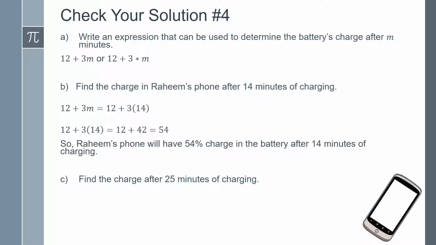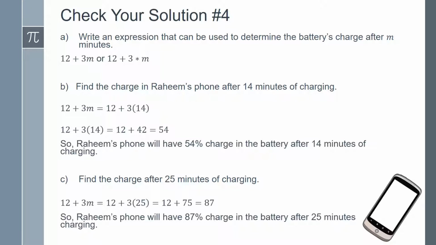For part C, we need to evaluate our expression after 25 minutes of charging. 12 plus 3m becomes 12 plus 3 times 25, which equals 12 plus 75. This equals 87. Raheem's phone will have 87% charge in the battery after 25 minutes of charging.